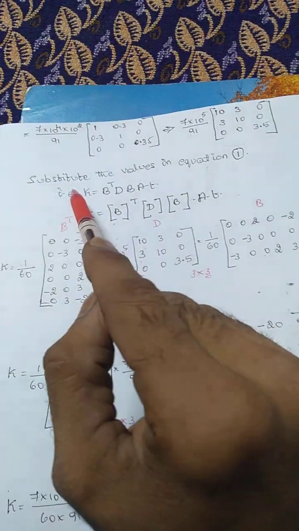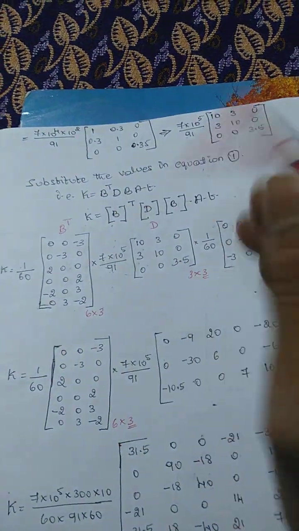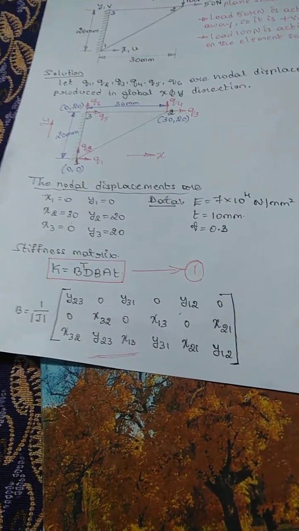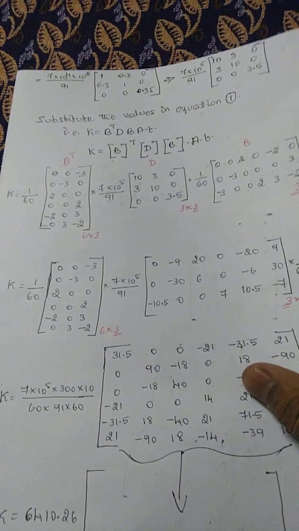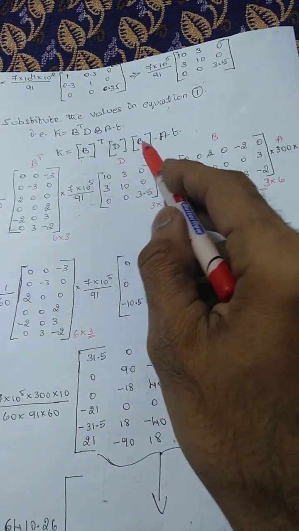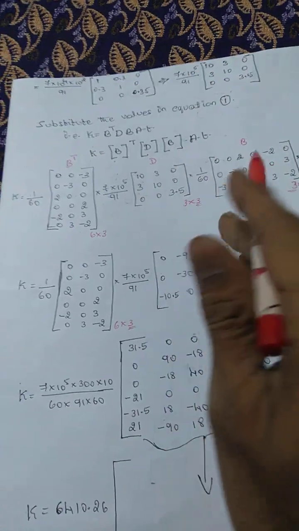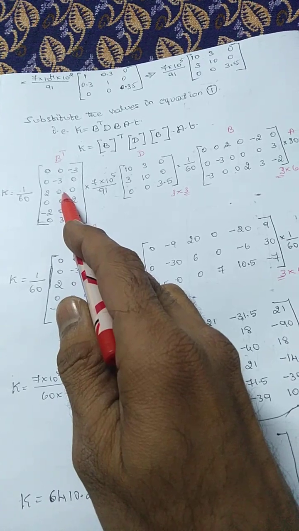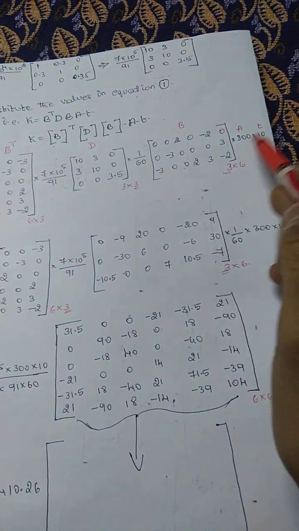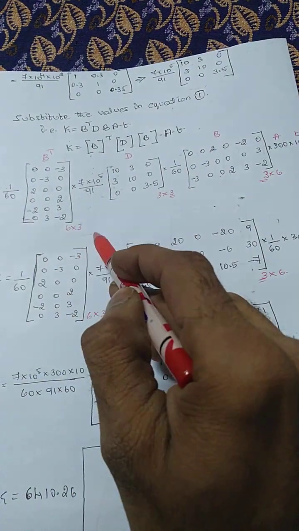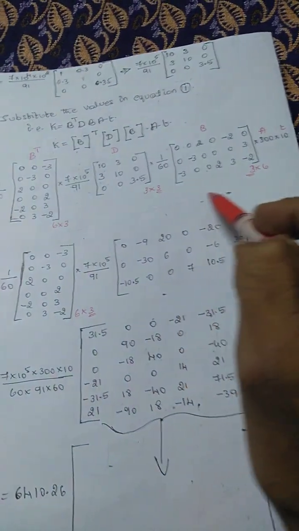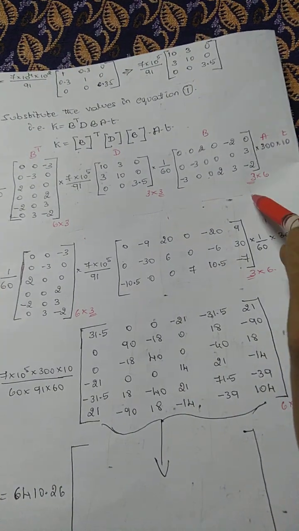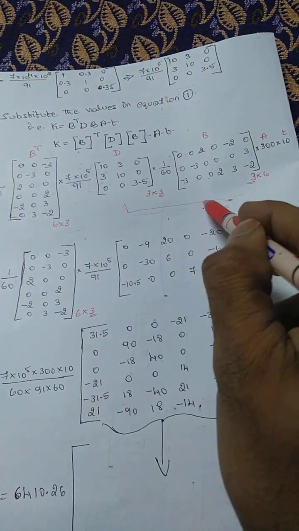So next, substitute the values in equation 1. Equation 1 we have given, this is equation 1. Now we have to substitute values, all values: B transpose, D, B, A, T, all values we are having. So start substitution, this one B transpose of B D B A T. So this matrix is 6 into 3, 3 into 3, this is 3 into 6. Initially we will start with these two.